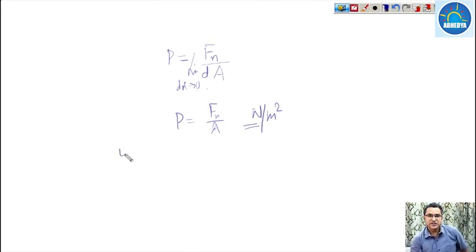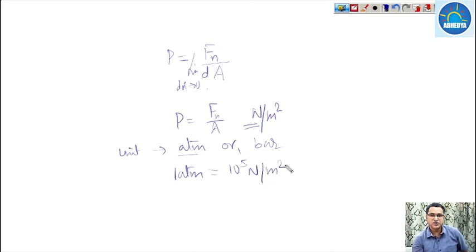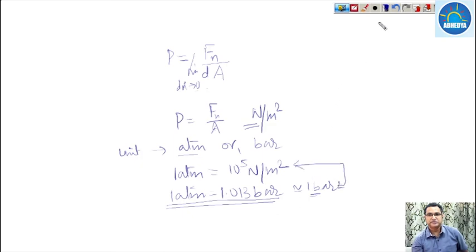The general unit of pressure is basically the atmosphere or bar. So 1 atmospheric pressure is 10 raised to the power 5 Newton per meter square, or 1.013 bar. So we generally take 1.013 bar as 1 bar. In most cases 1 atmosphere is 1 bar, and 1 bar is 10 raised to the power 5 Newton per meter square.